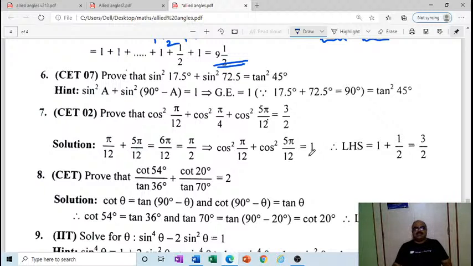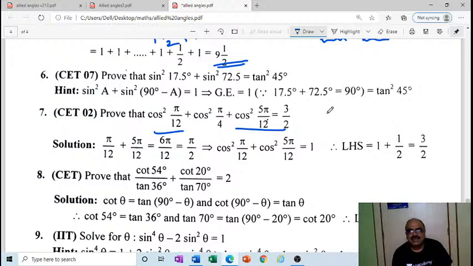Next, cos square pi by 12 plus cos square pi by 4 plus cos square 5 pi by 12 is 3 pi by 2. The moment you see this sum, you should get an idea to combine these two things, this and this. Don't combine these two, you can't do it. Denominator you must see and match it.